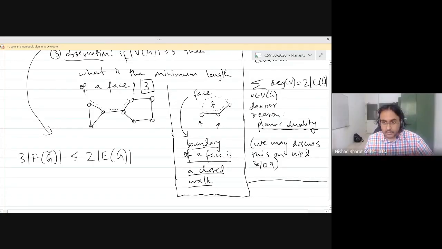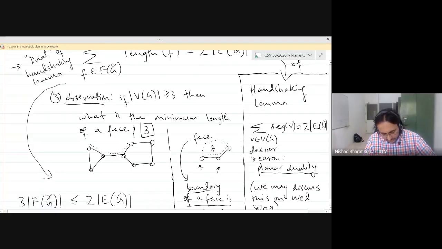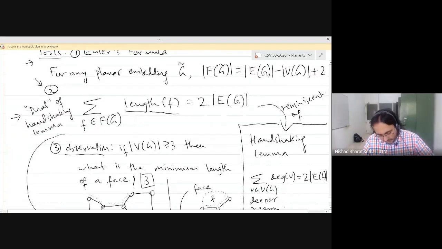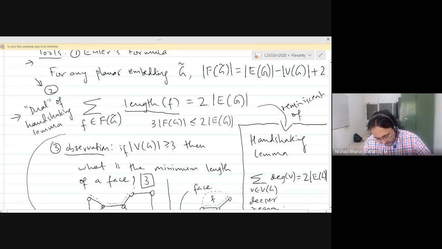So what Anand is saying is, because the length of each face is at least 3, if you put 3 everywhere for each face, then that is going to be a lower bound on 2 times the number of edges. 3 times the number of faces is less than or equal to 2 times the number of edges, right? Because for each face, you're taking 3 as the lower bound. So it is going to be either 3 or some number bigger than 3. So if you just assume everything is 3, you will get a lower bound on the right hand side. Okay, is everybody convinced?